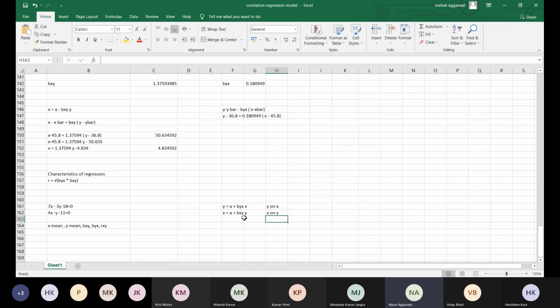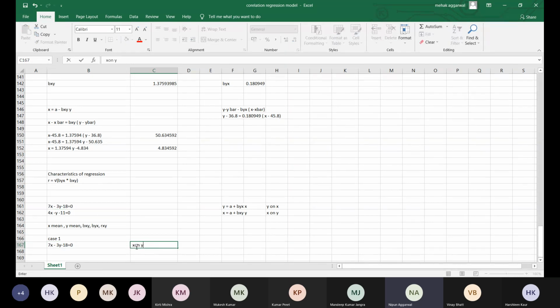But what is the problem in the question? The problem is that these regression lines are given, but it is not given whether this particular line is x on y or y on x. So we have to take assumptions, like case 1. In case 1, we'll assume that this particular line is x on y.